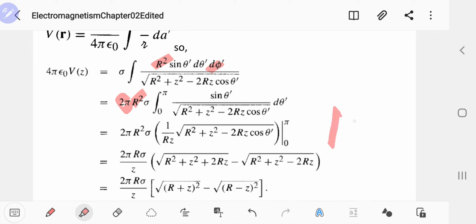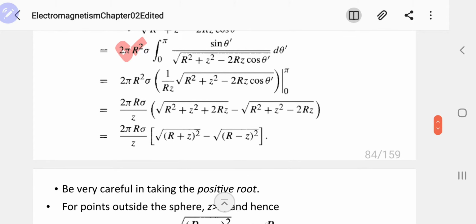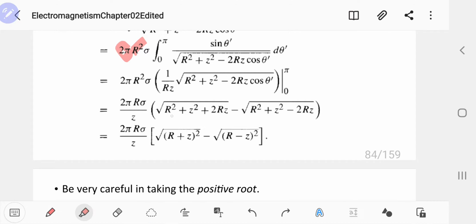So you will have this expression if you have integrated that, and then here you will have a simplified expression if you have evaluated from 0 to pi. Then you should be very careful: this one is r plus z squared, and this one is r minus z squared.